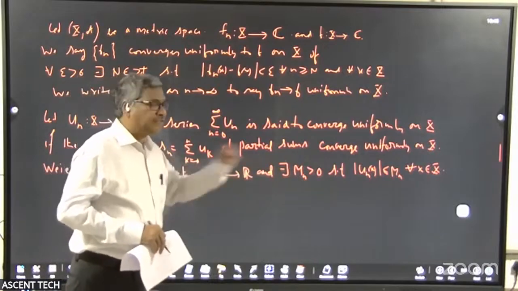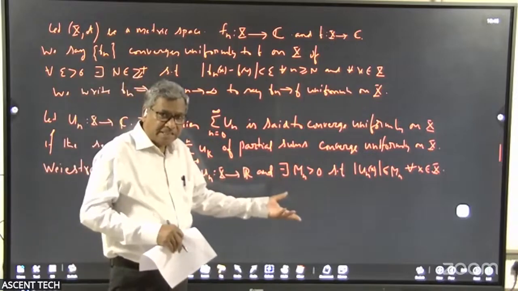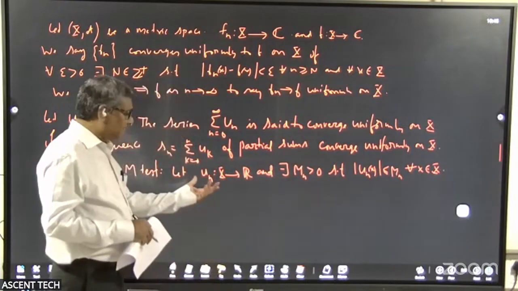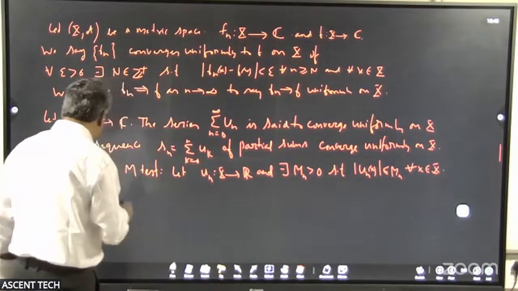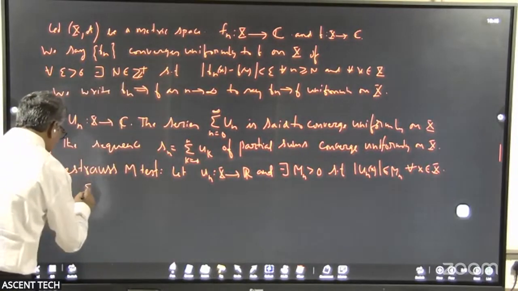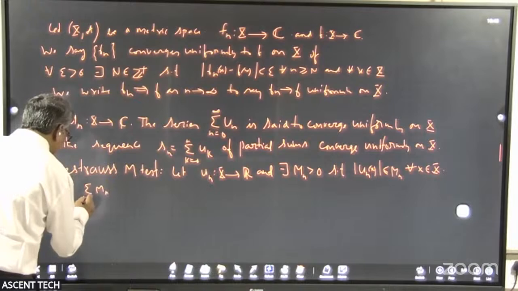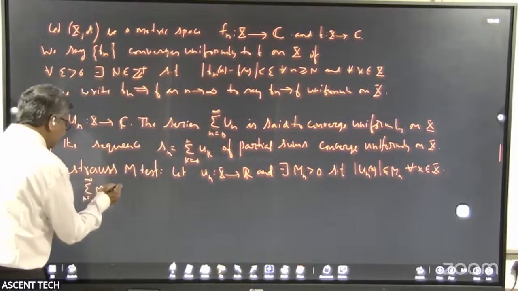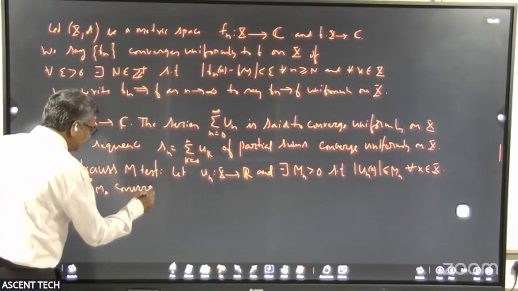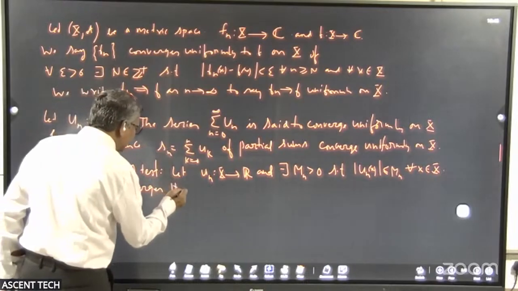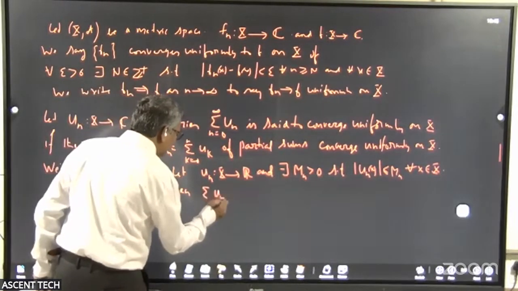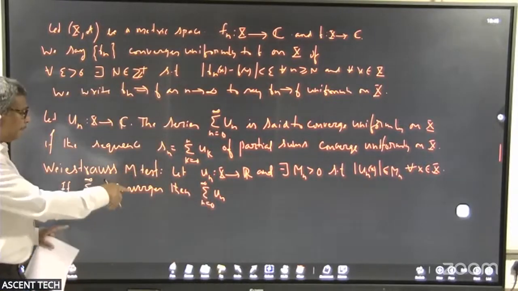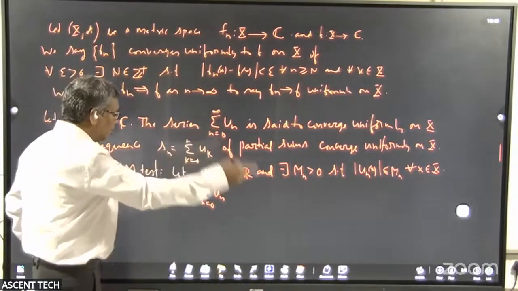The theorem says sigma Mn converges. Sigma Mn is a series of positive real numbers. If that series of positive real numbers converges, then the series of functions will converge uniformly. If sigma Mn, n equal to 0 to infinity, converges, then this series of real numbers converges, plus the series of functions converges uniformly.